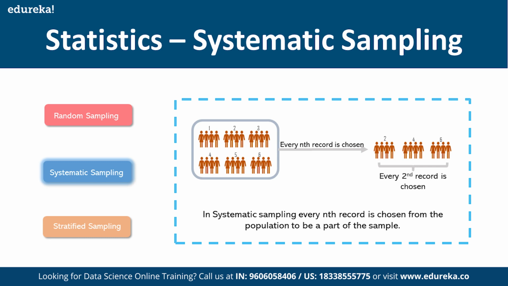Stratified means a particular record has been chosen from every group. So a real-time example can be you are choosing from every state of India, you are choosing one person who is a topper of mathematics from a particular state.